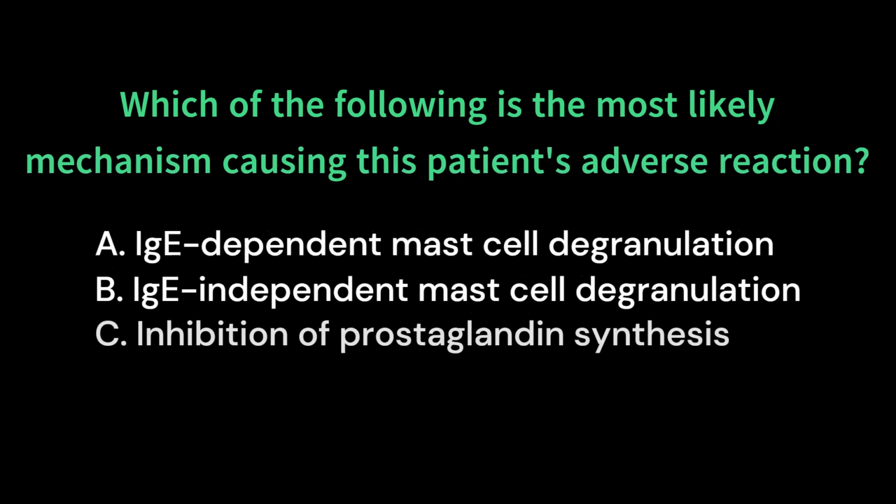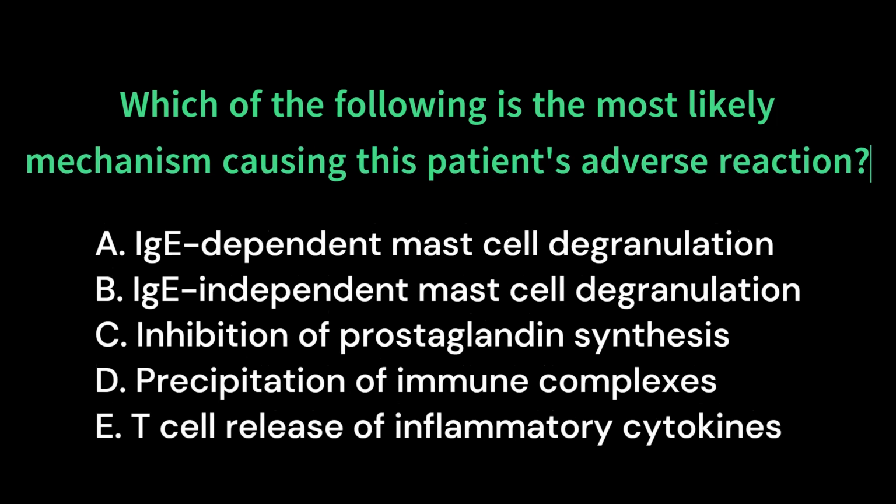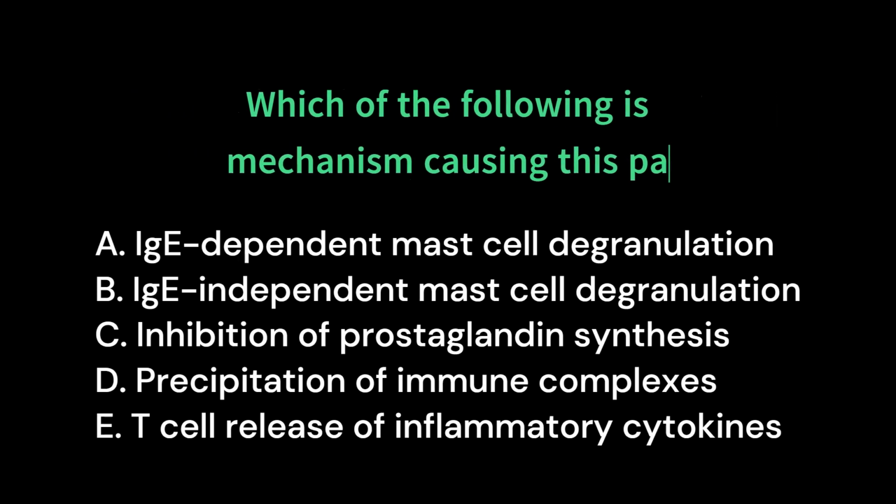Your options are: A. IgE-dependent mast cell degranulation. B. IgE-independent mast cell degranulation. C. Inhibition of prostaglandin synthesis. D. Precipitation of immune complexes. E. T-cell release of inflammatory cytokines. You have 15 seconds to type your answer in the comment box.